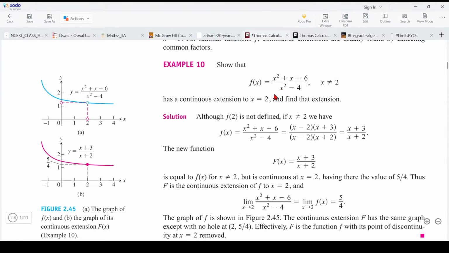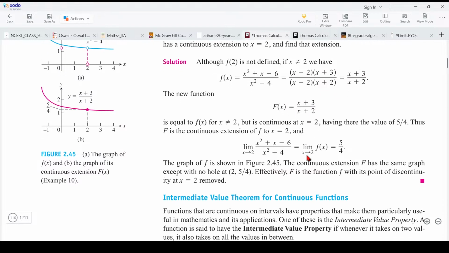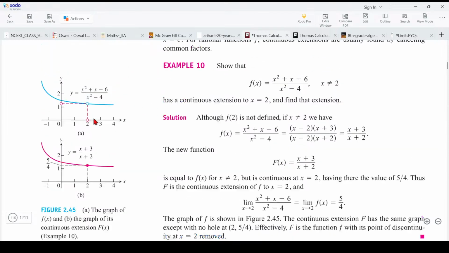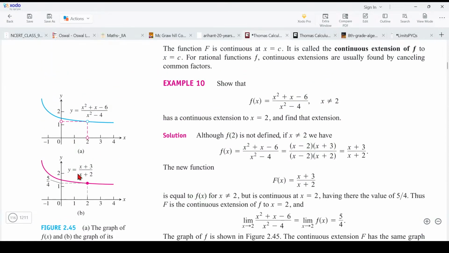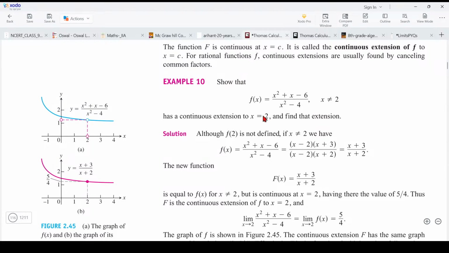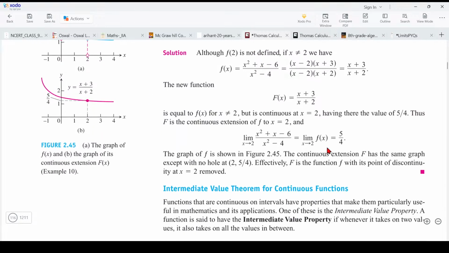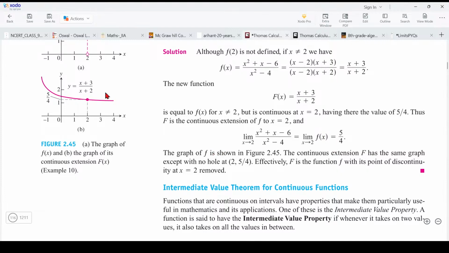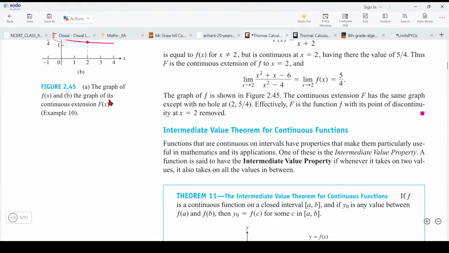So we want to extend this at x equals 2. For this function, definitely at x equals 2 the denominator is becoming 0. But if you write it in factors, this function is equal to x plus 3 by x plus 2. So the limit exists. What is the limit? The limit is equal to 5 by 4. So to remove the discontinuity, the continuous extension, you put that 5 by 4 here. Basically, f of 2 is 5 by 4. If you put that, then this discontinuity is removed.